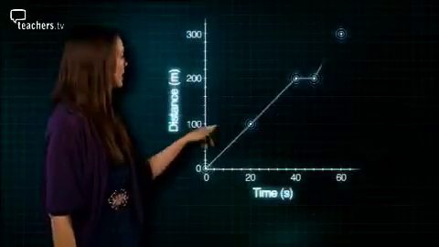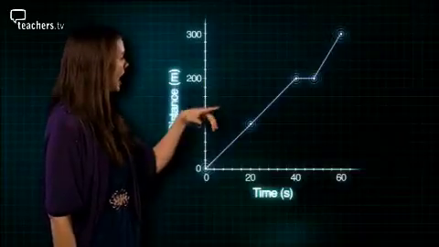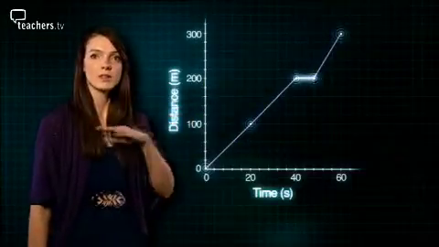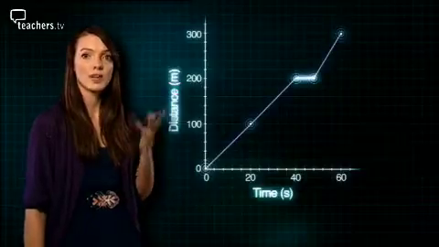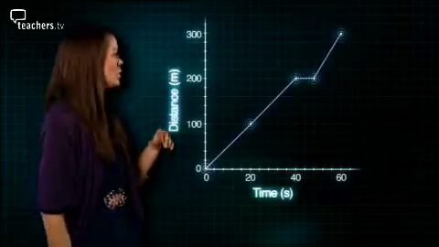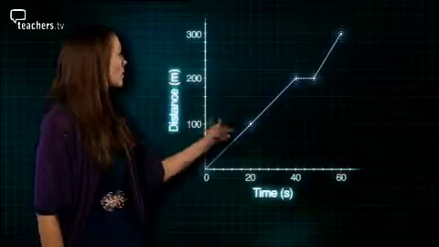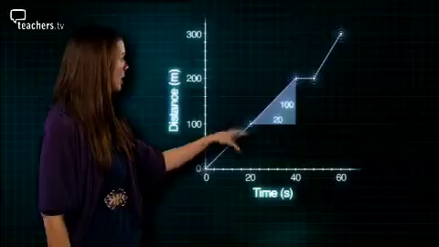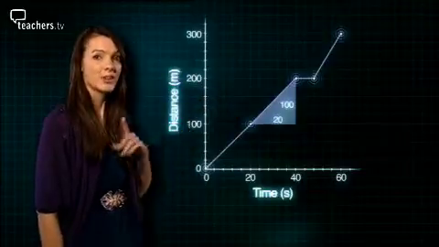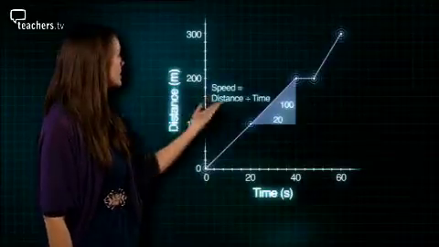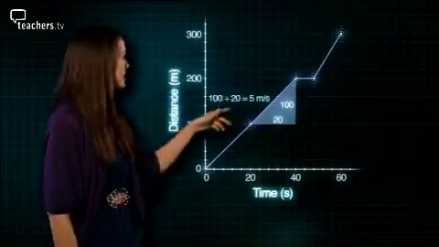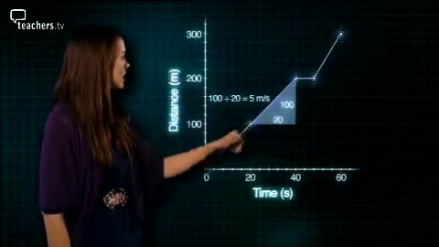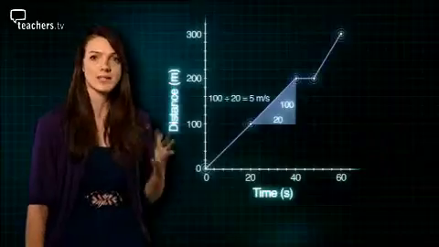So what do you need to remember about distance time graphs? Well, the steeper the graph, the faster the object is moving. And remember, if there's a flat horizontal line, then the object is not moving at all, it's still. To work out the speed of an object, you need to draw a triangle so that you can look at the change in distance and the change in time over that particular section. And to work out the speed, of course, you use distance divided by time. So in this case, we've got 100 divided by 20, which gives us 5 meters per second.